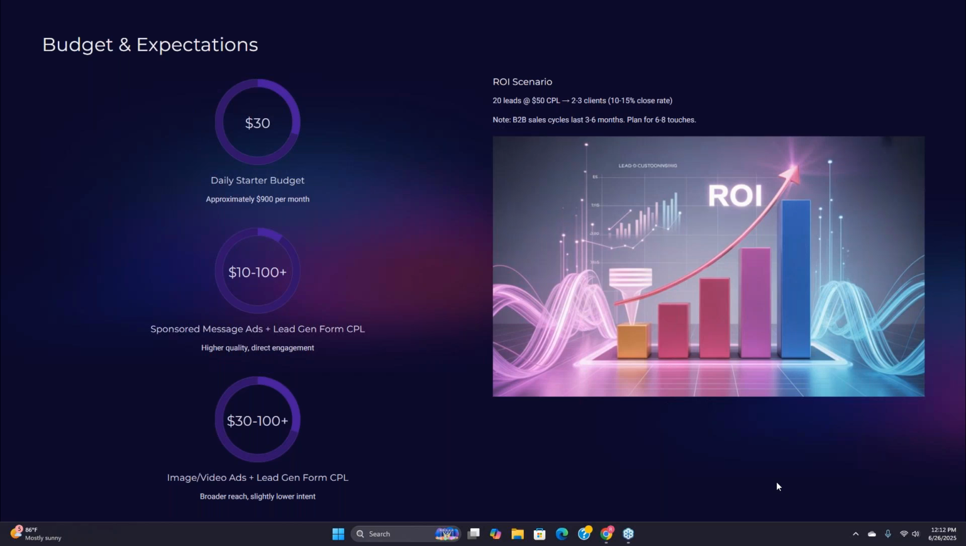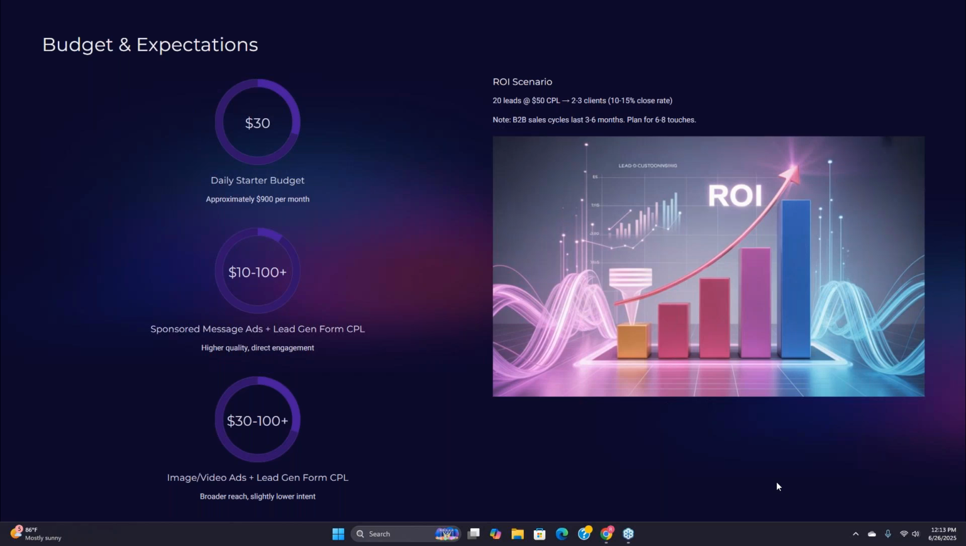Sponsored message ads plus lead gen form, cost per lead. It's going to be, again, I reiterate, higher quality direct engagement leads. So the leads are going to be anywhere, and it does vary wildly, anywhere from $10 to $100, and it really does depend on the industry. I'll get into what the cost per lead we're getting in a little bit, but for some industries, I'm seeing basically right in that range. It falls squarely in there, and it's going to depend.